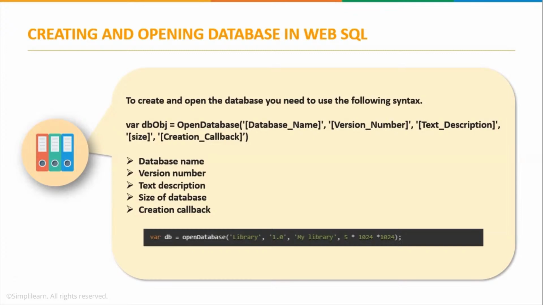Let me take an example here. I have taken db as my database object, openDatabase, and the name of the database is library, the version is 1.0, the text description I've given is my library, and the size I've taken is 5 into 1024 into 1024, which is basically 5 MB. Now the size is from 1 MB to 5 MB max, so you have to take it in that range itself.